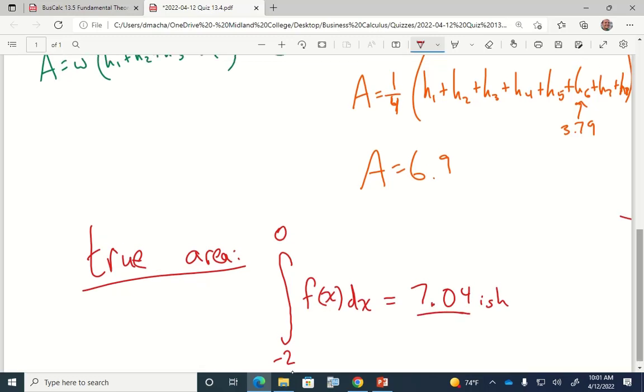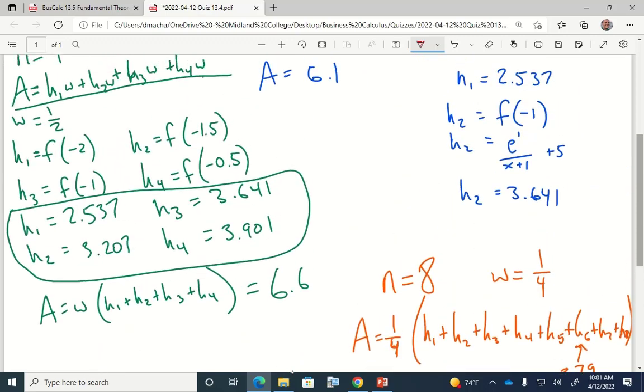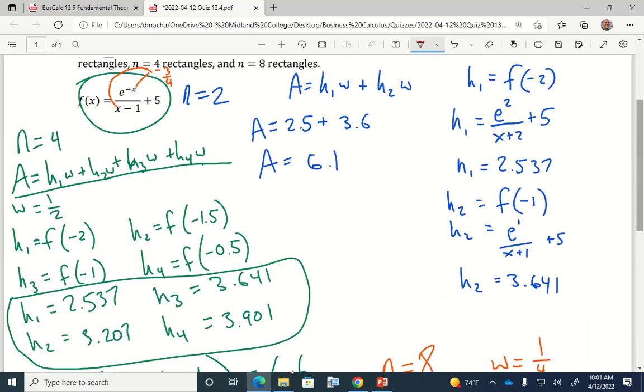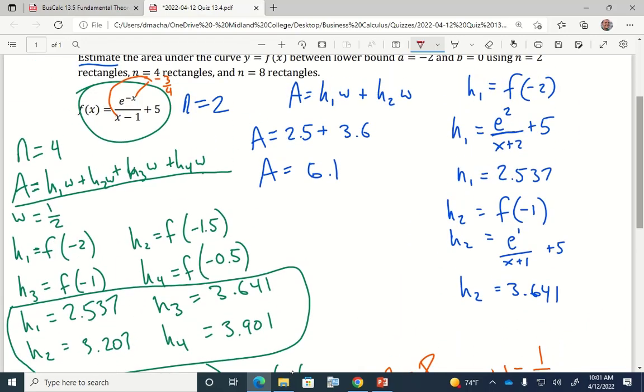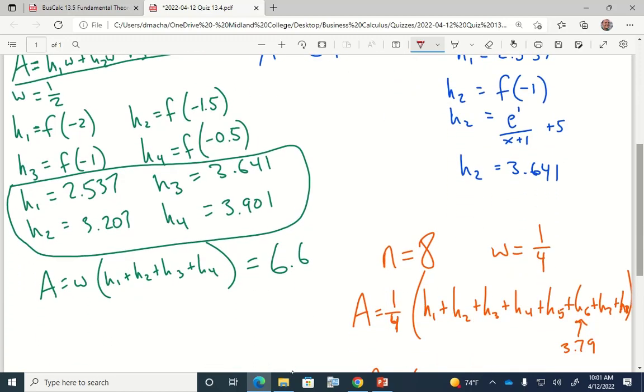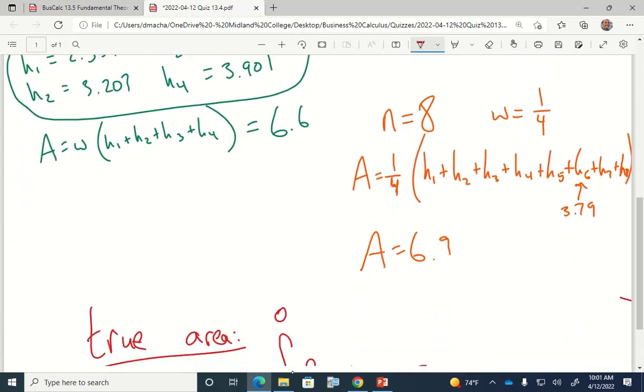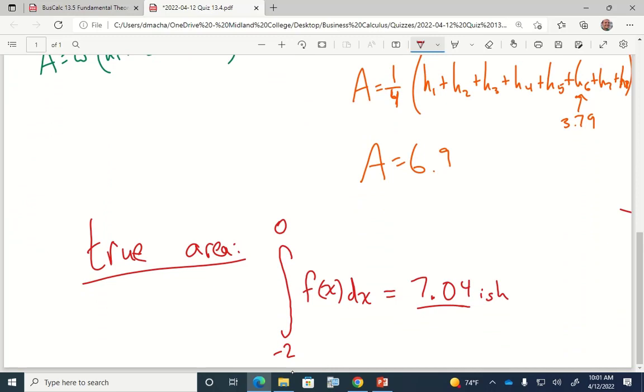And you can just look at our estimates with 2, 4, and 8 rectangles. With just 2 rectangles, I got an area of 6.1. Then when I used 4 rectangles, I got 6.6. When I used 8 rectangles, I got 6.9. And so you can tell we're getting closer and closer to the actual area.